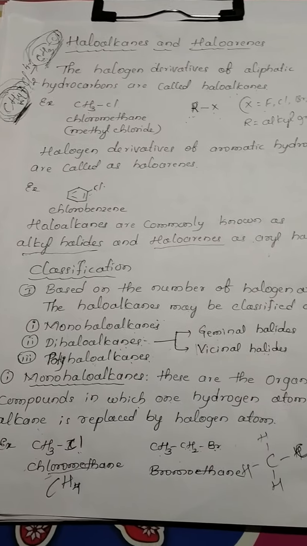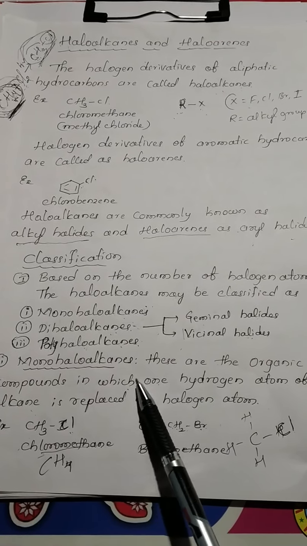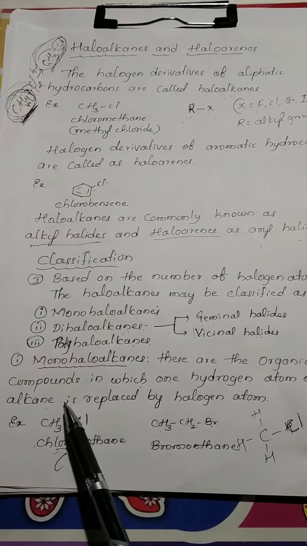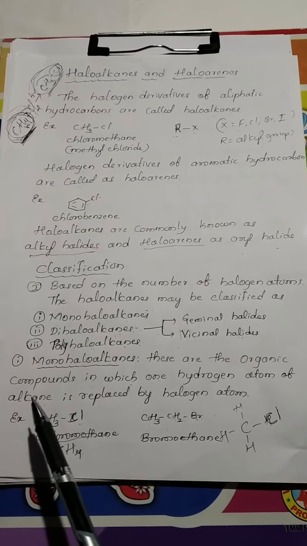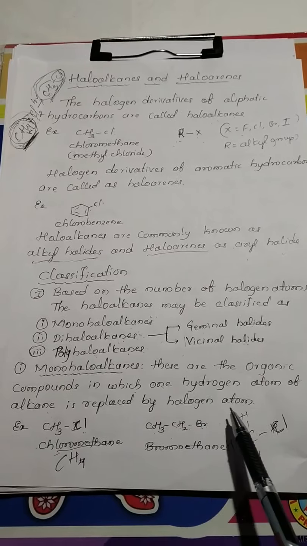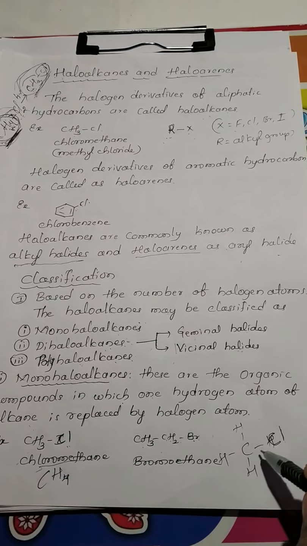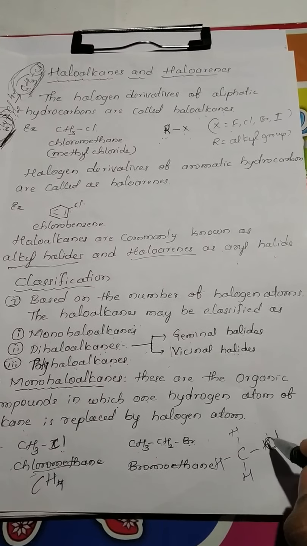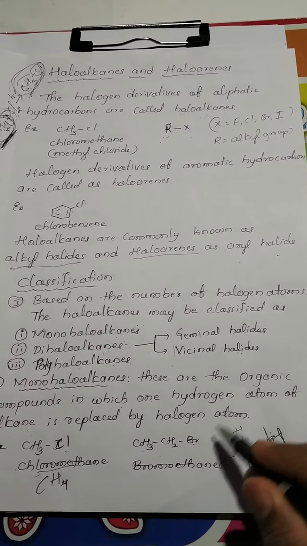So in detail I have written here. Just see here, monohaloalkanes. These are the organic compounds in which one hydrogen atom of an alkane is replaced by a halogen atom. For example, see here CH4. It is called methane. CH4 is methane.